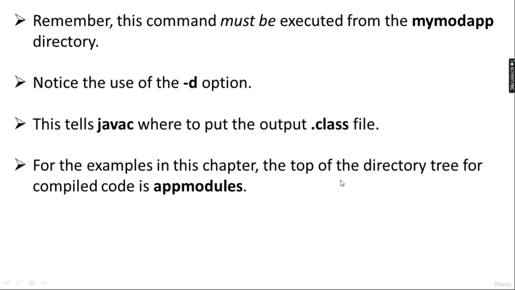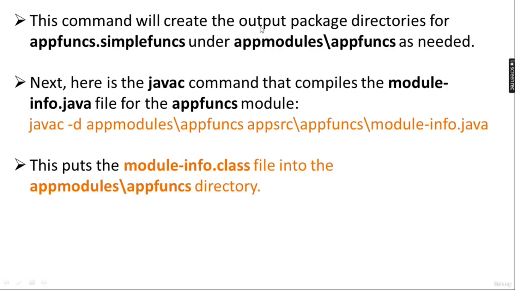For all the examples in this particular chapter, the top of the directory tree for the compiled code is app modules. This command will create the output package directory for app functions dot simple functions under app modules dot app functions, as needed. What is this command? It will create the output package directories, like the output directory, for the app functions dot simple functions directory under app modules dot app functions as and when required.